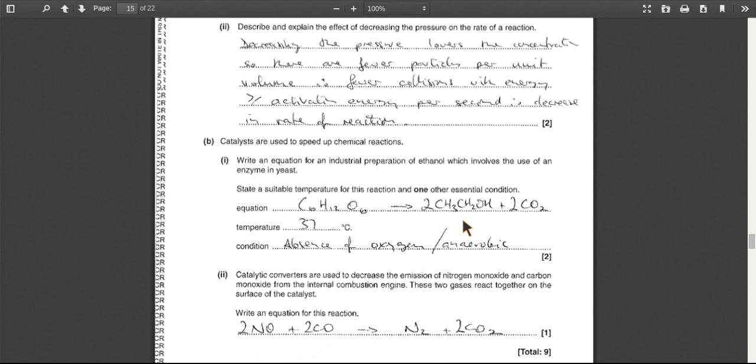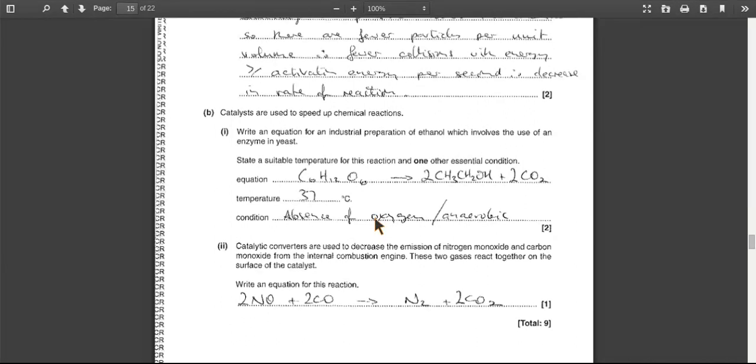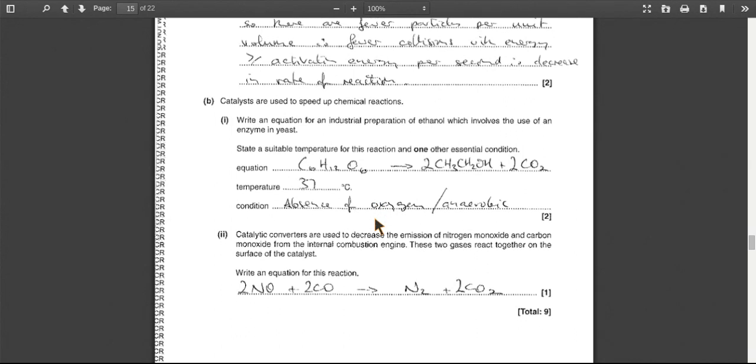Question about catalysts now. So it's a bit of recall. Write an equation for the industrial preparation of ethanol which uses an enzyme catalyst. And so it's obviously the glucose to ethanol and carbon dioxide. So it's the fermentation reaction. There it is there. The temperature must be around 35 to 40 degrees C, so I've gone for 37. And the condition is there mustn't be any oxygen present, or you could say anaerobic conditions.